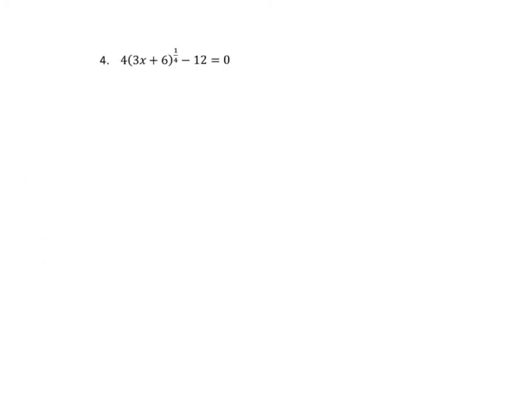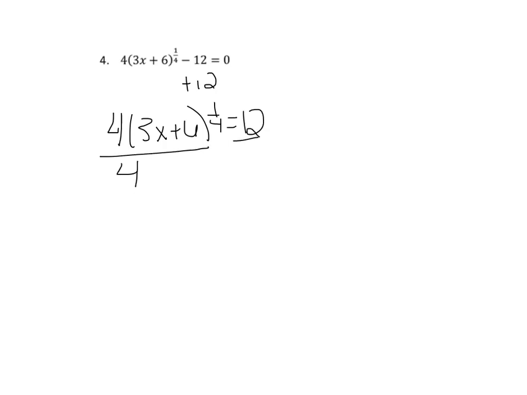In this problem, we actually want to solve for x again. And it's to the 1/4 power, or this would actually be the 4th root. So our first step should be to add 12 to our other side. So I have 4 times (3x + 6) all to the 1/4 equals 12. My next step is to divide by 4. I get (3x + 6) to the 1/4, which equals 3.